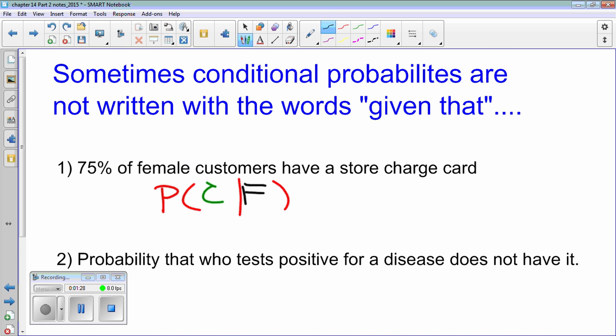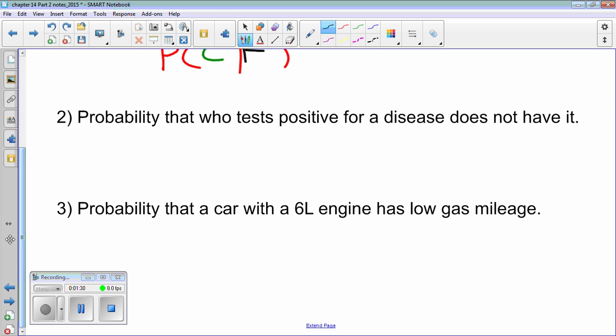All right? Let's look at number 2. Different context. Where can the "given that" go here? It is conditional. What goes first? Cameron? I'm looking at number 2. That's okay. I'll come back to you on number 3.